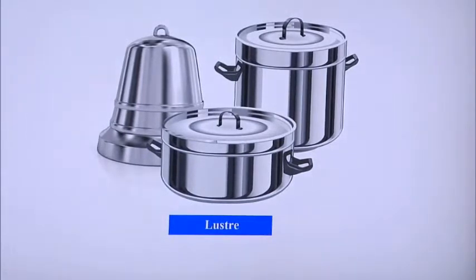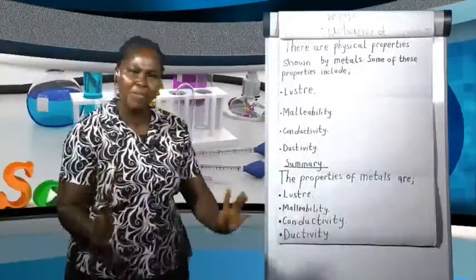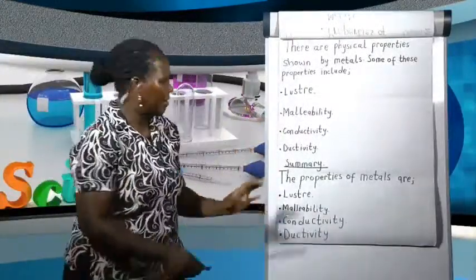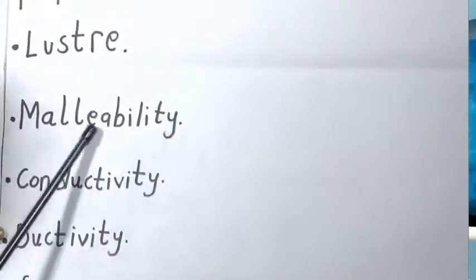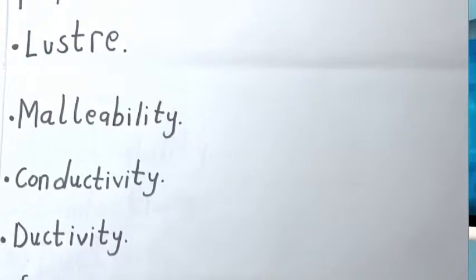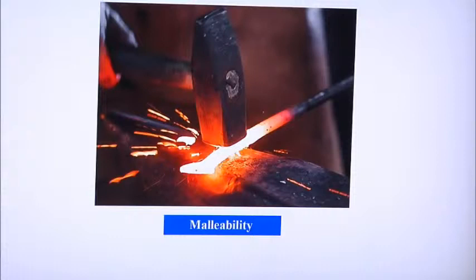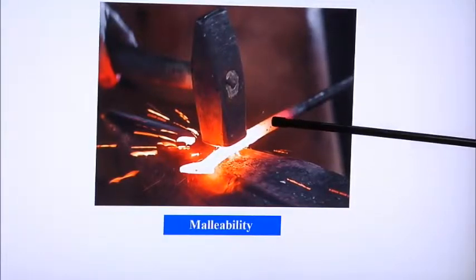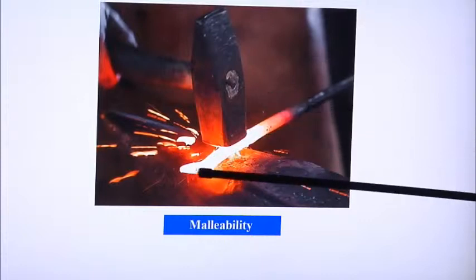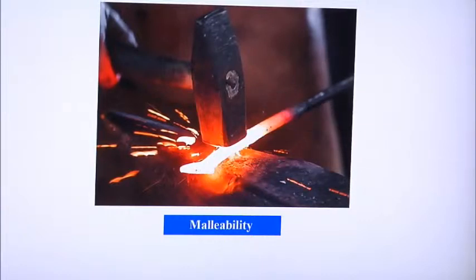So children, let's look at another property of metal. Malleability. Let's all say it. Malleability. Let's have a look at what we mean by malleability. Now, have you seen it? A metal is put in fire, and look at how it looks like. When metals are put in fire, they become very soft.